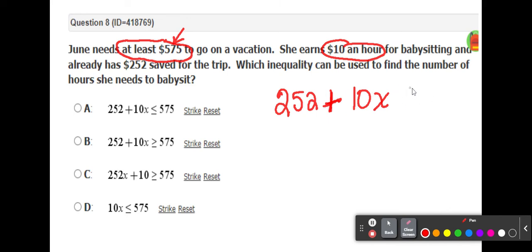So all of this money has to be greater than or equal to the $575 that it costs to go on the trip. So this symbol has to be greater than or equal to, and we're multiplying the 10 by the x, so this one is B. So the 10 times x, and it's greater than or equal to 575.